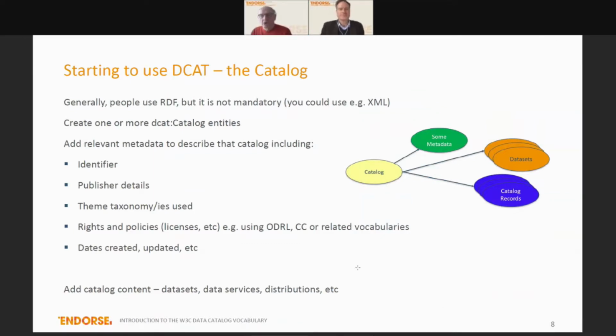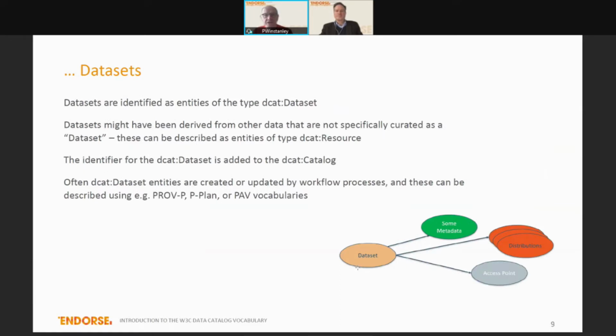Well, what I would like to describe here, Chris, is how we might begin to put a catalog together. So we want to decide that we want a catalog, so we'll create an identifier and put in some details along the lines of who the publisher is, what the rights and policies are for the catalog, and other metadata that helps us understand what the catalog is about, including whether or not we're using a particular classification, taxonomy, or theme. And then we're going to add into it data sets. And these are identified as the class data set.